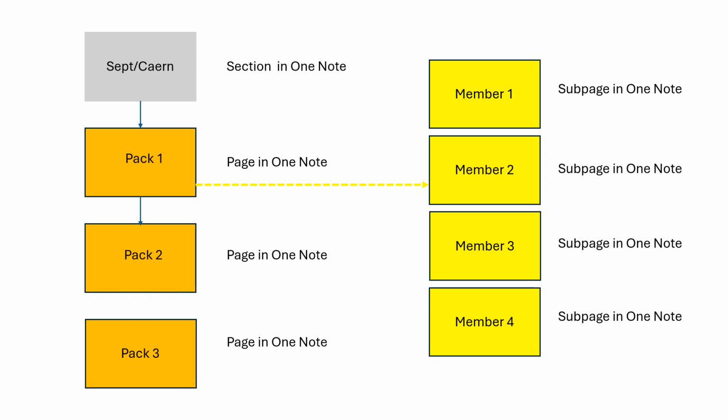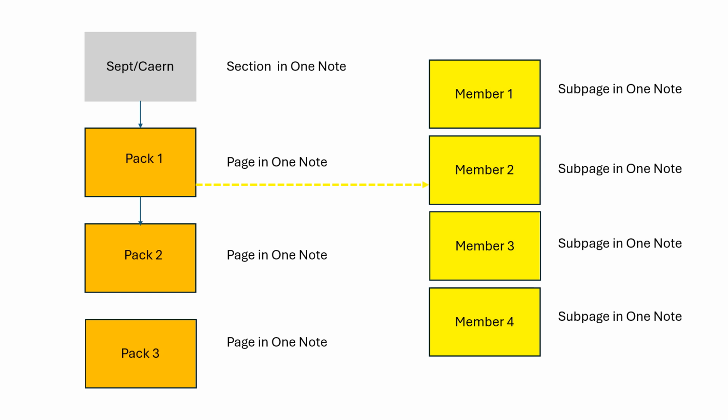Then I create the sept or Cairn tab. I create pages under the tab for each pack in the sept. I have 3 packs in this sept, so there are 3 pages. I then make sub-pages for all of the pack members of that pack. I will write up brief descriptions, pictures, and any other information that I might need.